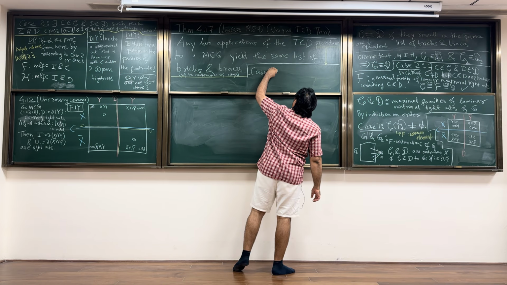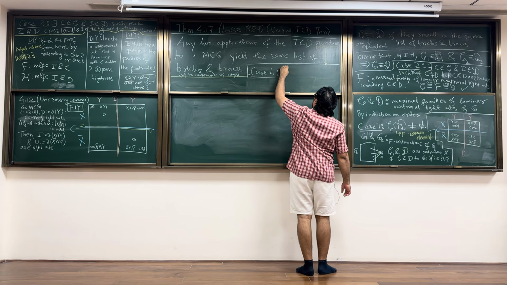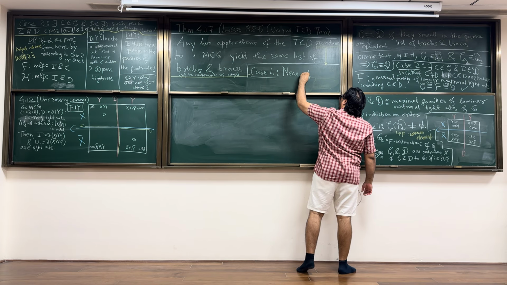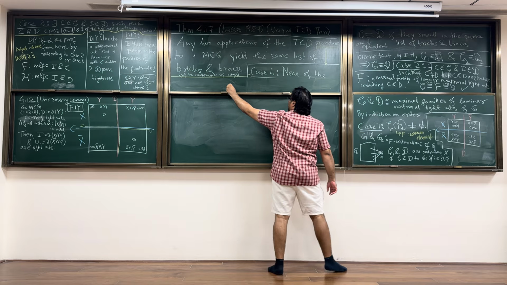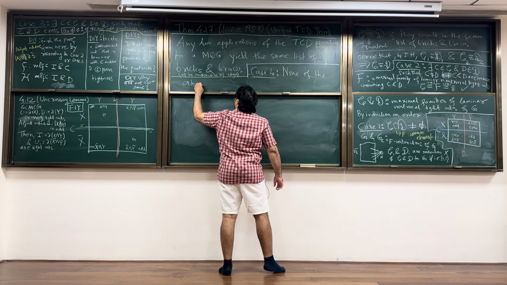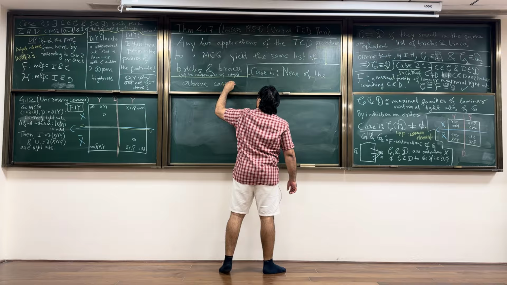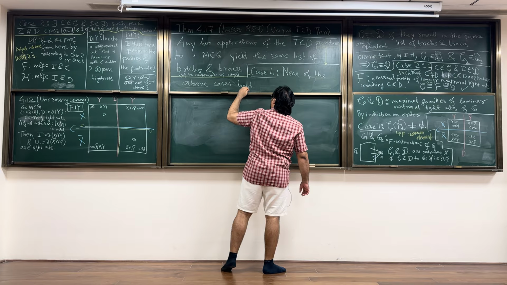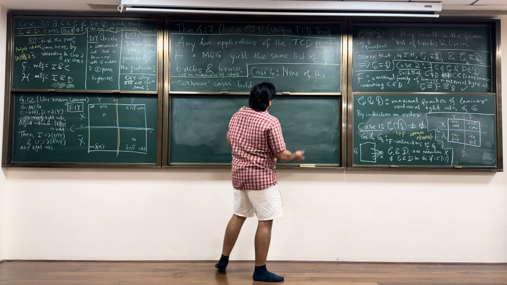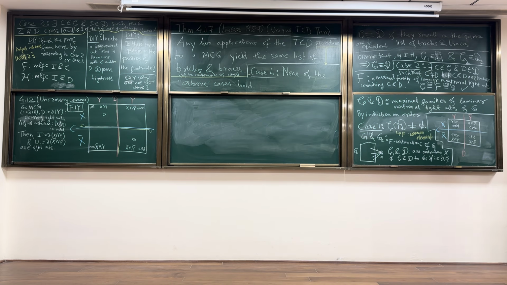Case 4. None of the above cases hold. Okay, so if none of the cases hold, well, maybe one reason the cases don't hold is that both the families are empty. That's just because the graph is a brick or a brace. So, fine.